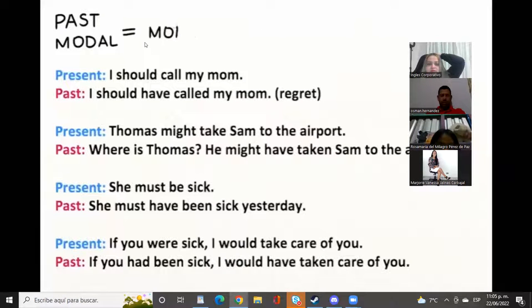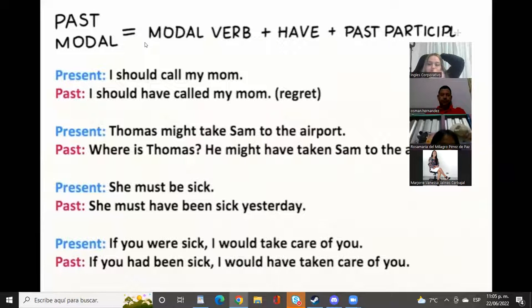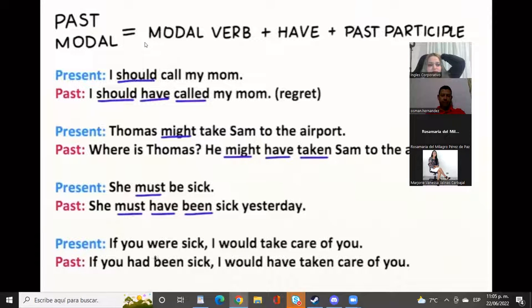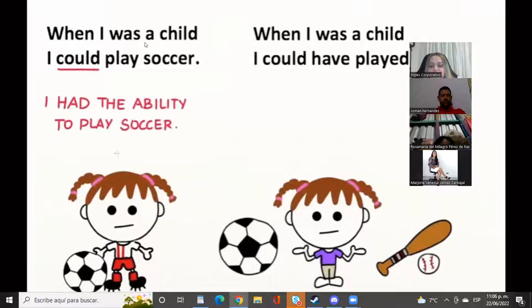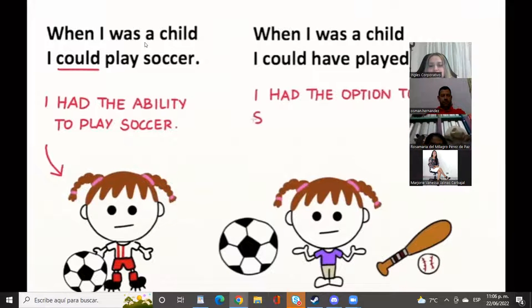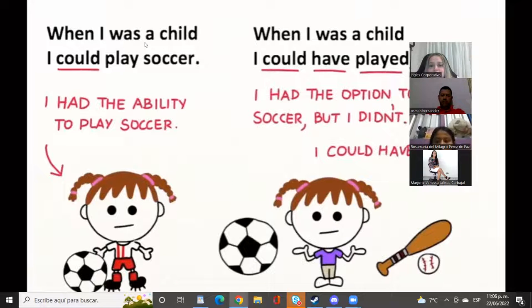Another way to create a past modal is to use the structure modal verb plus have plus past participle. For example, the past tense of should call is should have called. The past tense of might take is might have taken. The past tense of must be is must have been. And the past tense of would take is would have taken. Let's look at these two sentences. When I was a child, I could play soccer. When I was a child, I could have played soccer. What's the difference? Could means I had the ability to play soccer. Could have played means I had the option to play soccer, but I didn't. I could have played softball too.